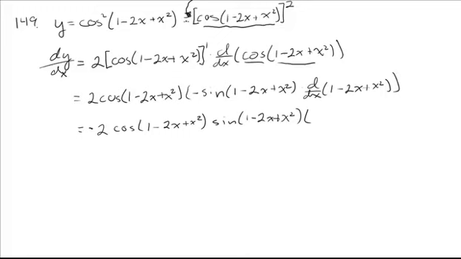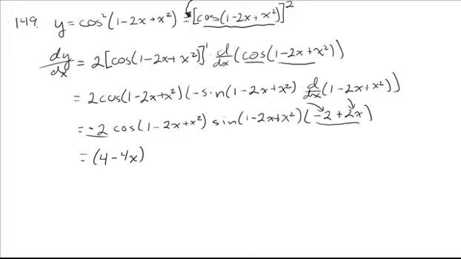Derivative of 1 is 0. Derivative of negative 2x is minus 2. And the derivative of x squared is plus 2x. So we might take this and multiply it by negative 2, which means we would have to distribute the negative 2 onto both of these. So negative 2 times negative 2 is a positive 4. Negative 2 times plus 2x is minus 4x.